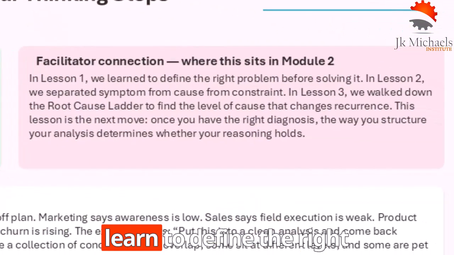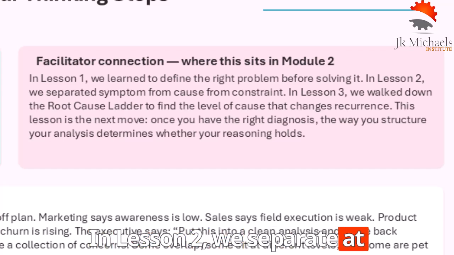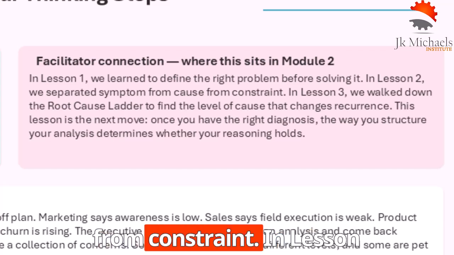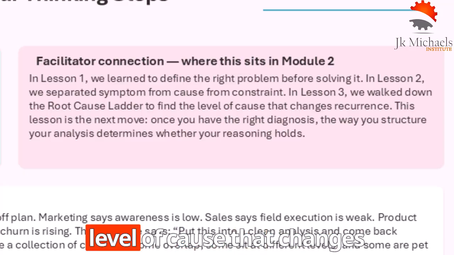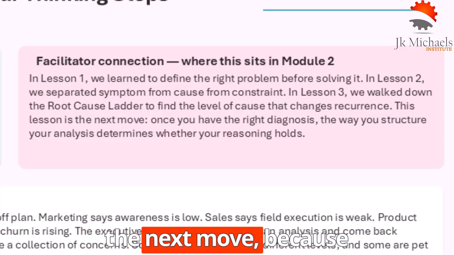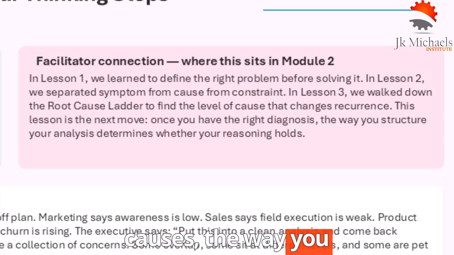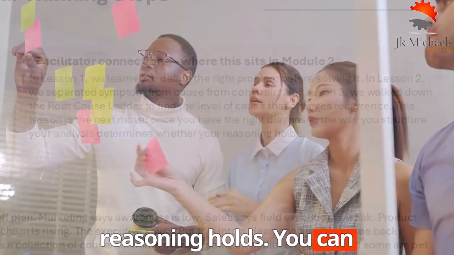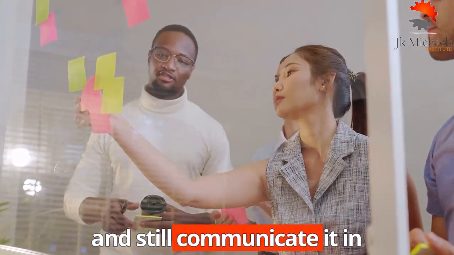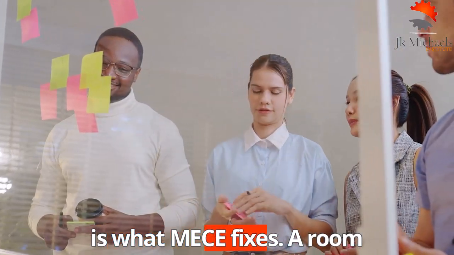Here's where we sit in Module 2. In Lesson 1, we learned to define the right problem before solving it. In Lesson 2, we separated symptoms from cause from constraint. In Lesson 3, we walked down the root cause ladder to find the level of cause that changes reoccurrence. This lesson is the next move, because once you have defined the problem and identified its causes, the way you structure your analysis determines whether your reasoning holds. You can have the right diagnosis and still communicate it in a way that leaks. This is what MACE fixes.